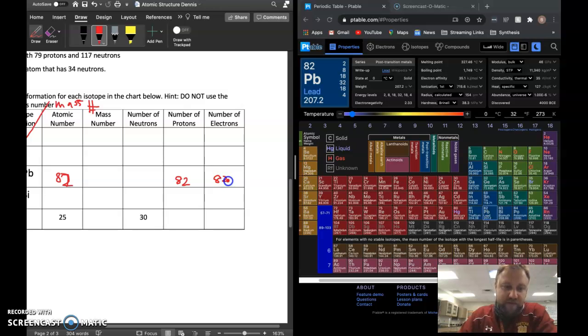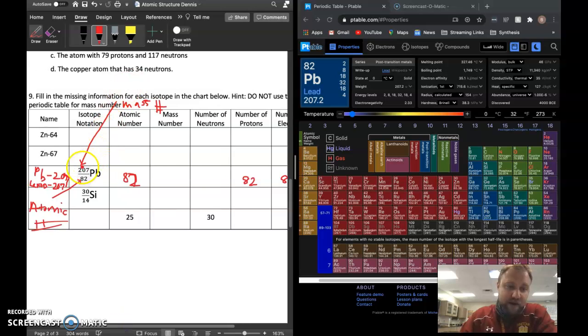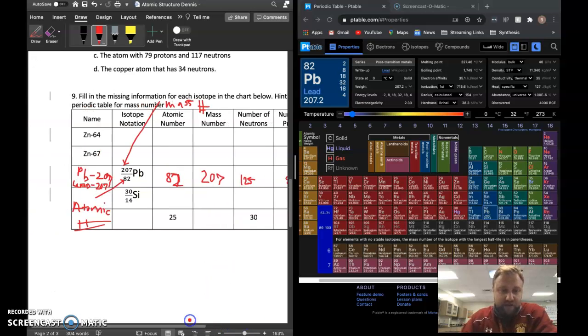So we got that. Now mass number, remember that's the number on top right here. So 207. Then to figure out neutrons, I'm just going to subtract my number of protons from there. So 207 minus 82 is going to give us 125. So if you're given the isotope notation, you can basically fill out the whole thing pretty easily.